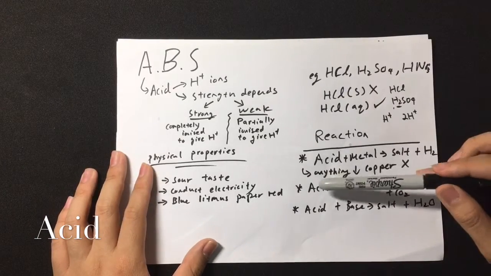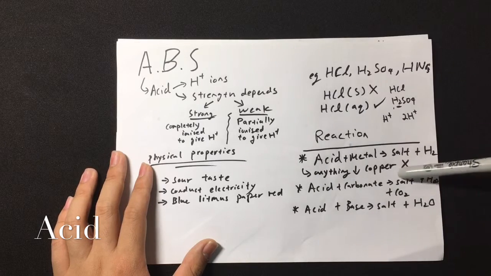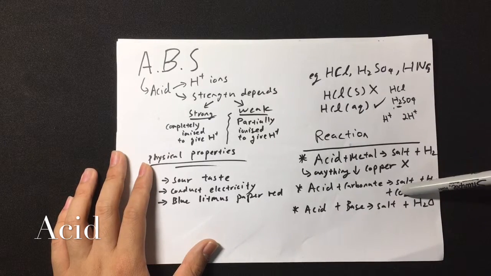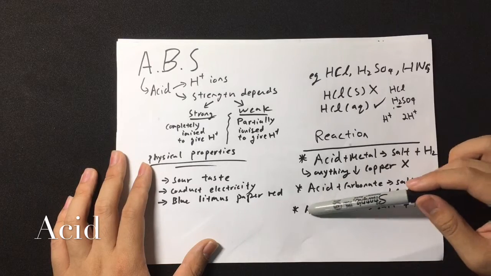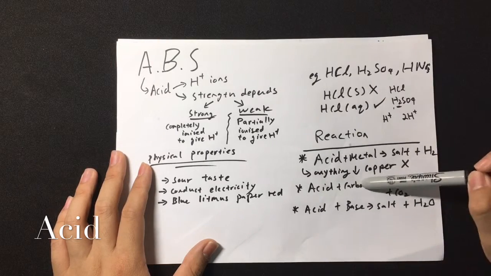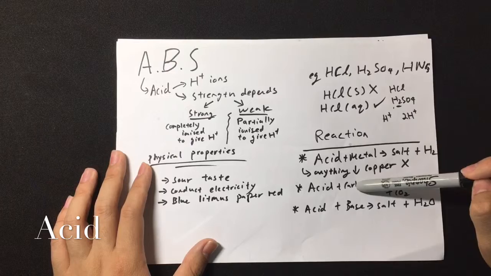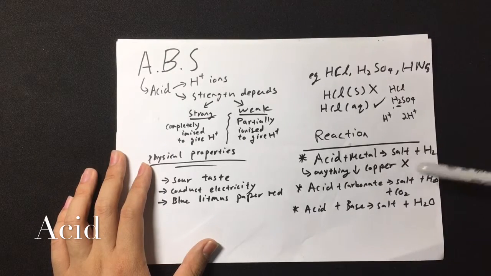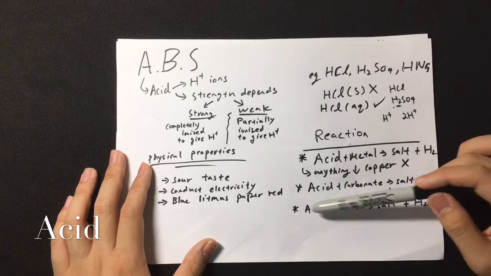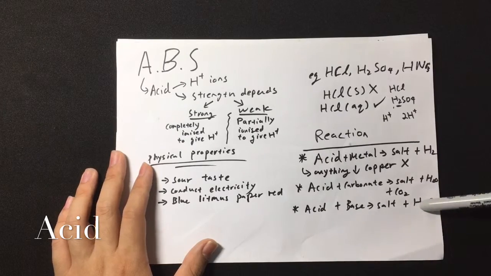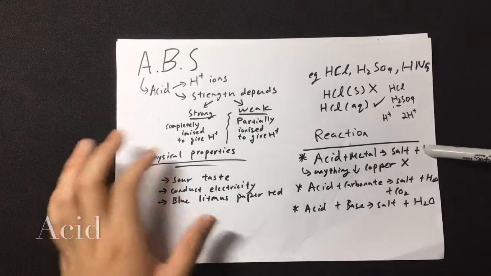The next part we will look at is acid reacts with carbonate to give salt plus water and carbon dioxide. And the last part, acid reacts with base to give salt plus water. So these two give water, and the metal reaction gives H2.